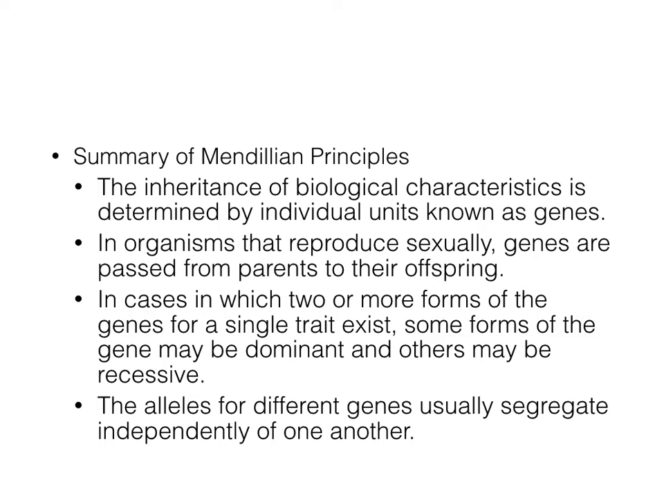So the summary of Mendelian principles: the inheritance of biological characteristics is determined by individual units known as genes. In organisms that reproduce sexually, genes are passed from parents to their offspring. In the case in which two or more forms of genes for a single trait exist, some forms of the gene may be dominant and others may be recessive, and the alleles for different genes usually segregate independently of one another. So let's talk about a different type of inheritance.